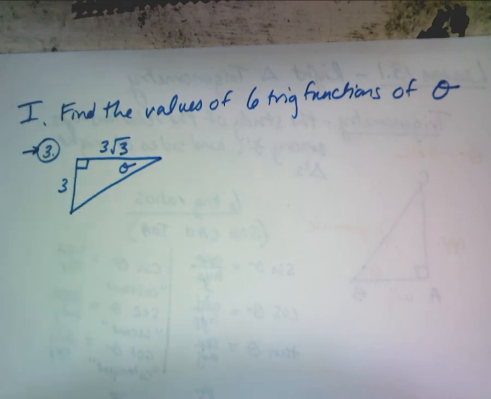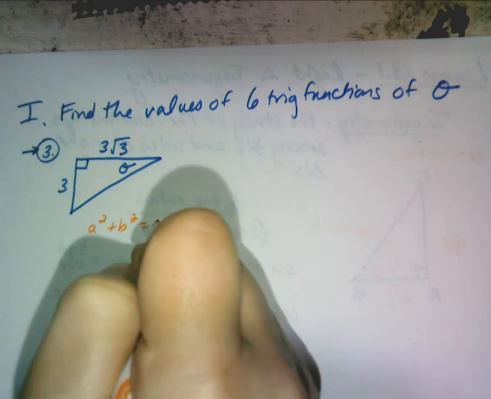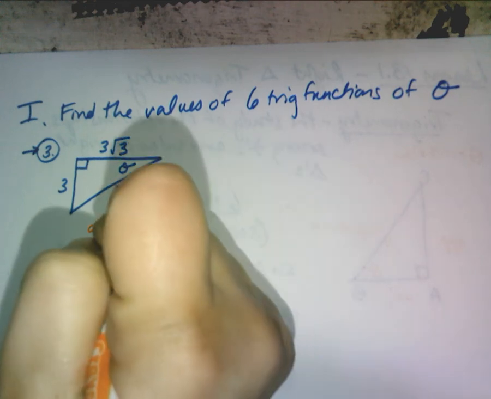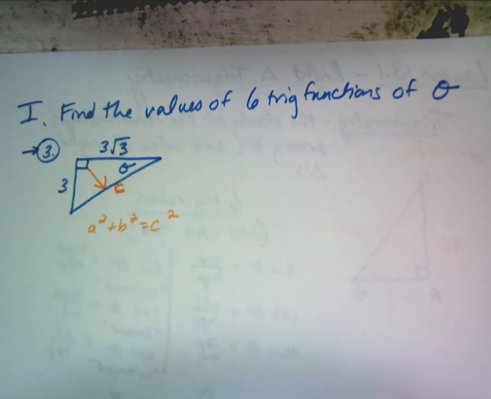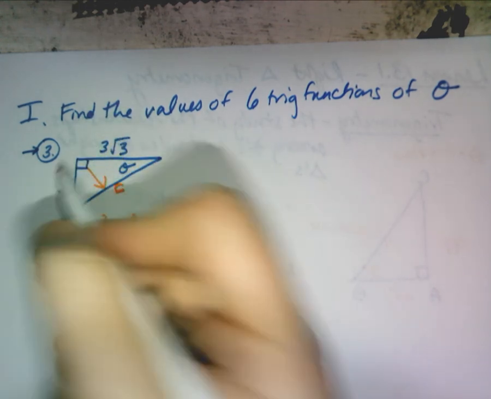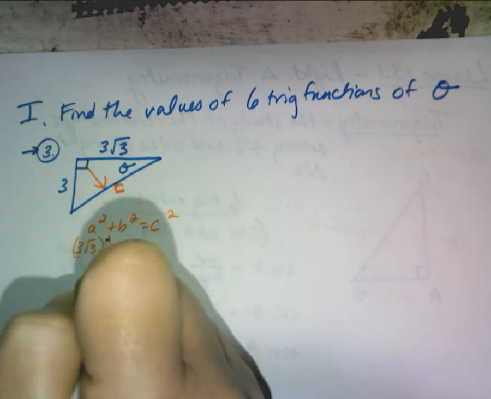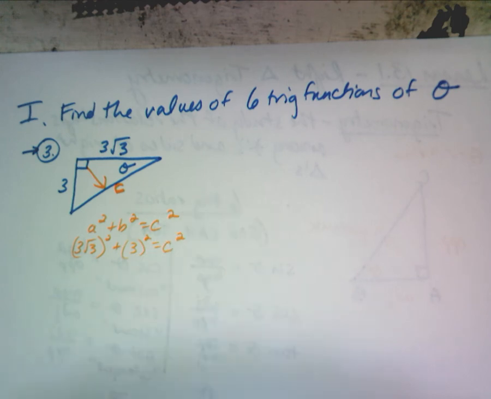How do you find a third side? A squared plus b squared, Pythagorean theorem. A squared plus b squared equals c squared. And again, if you don't know, your c is always the hypotenuse. It's always opposite the 90 degrees. So either of these can be a or b. It doesn't matter. So I'm going to do 3 root 3, and then I'm going to square it, plus 3 squared equals c squared.